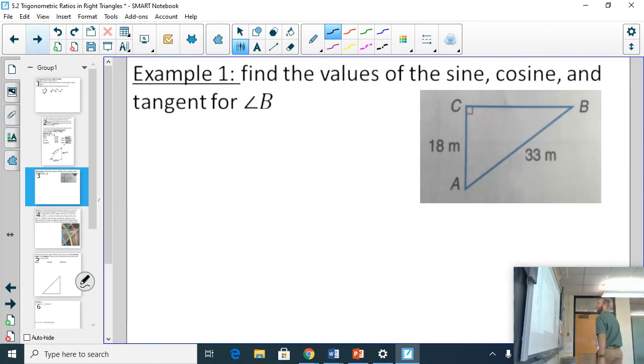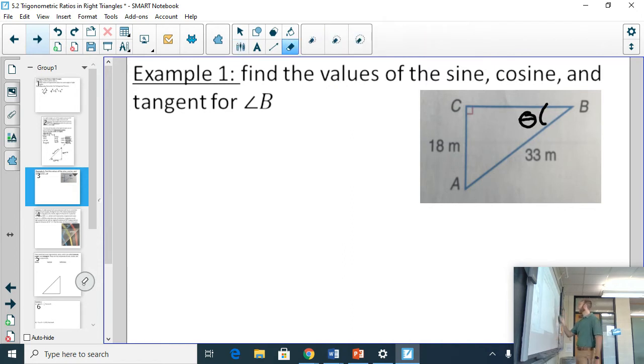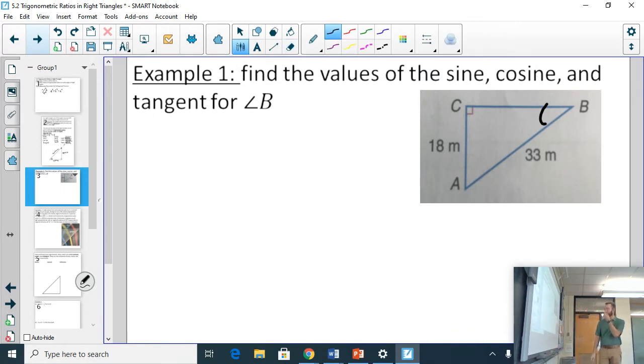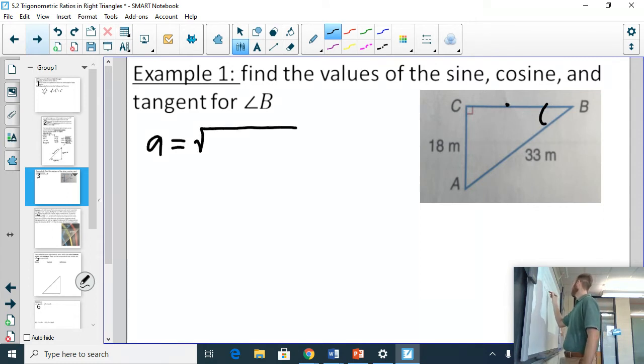All right, example 1, find the values of the sine, cosine, and tangent for angle B. And angle B right here, I'm just going to call it theta, even though we've already called it B. Actually, since we've already called it B, I'm going to not call it theta. But that angle right there is the one we're worried about. And in order to get all these, we're going to need all the sides. So here, we're going to have to do the Pythagorean theorem to get this side, and we'll call that side A. It will just be 33 squared minus 18 squared.